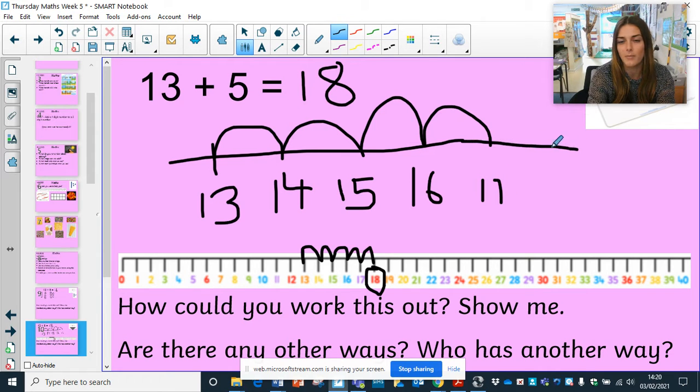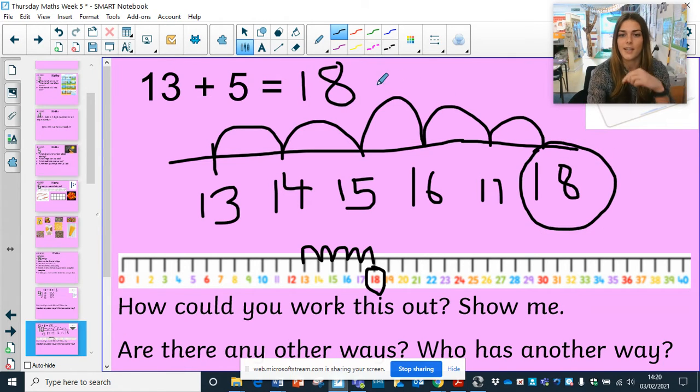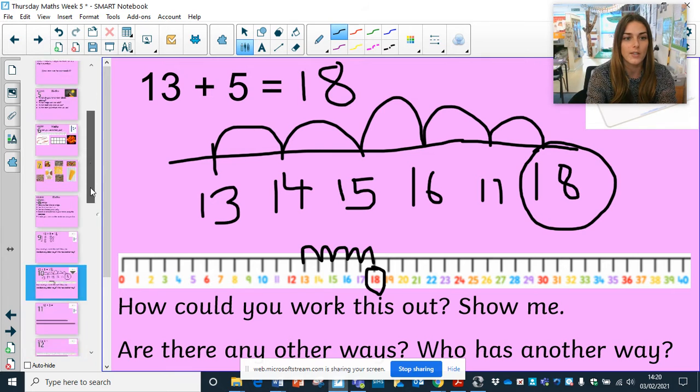Okay, and then let me move. So 1, 2, 3, 4. Oh, I need 5, so I need 1 more jump to get to 18. And as always, circle that number so you don't forget to write it in. Okay, so your methods you can use is your jot-ins, or you can use your number line. Okay, so they're the ways that you can do that.